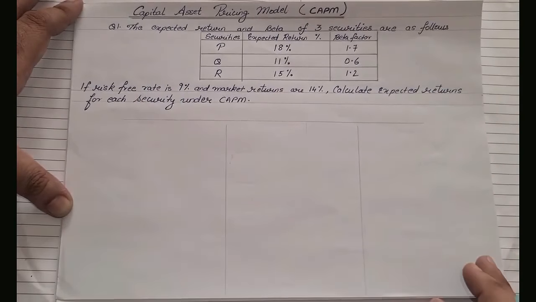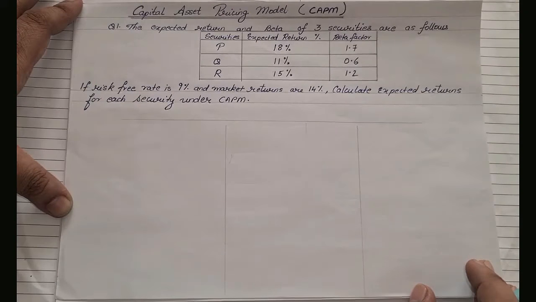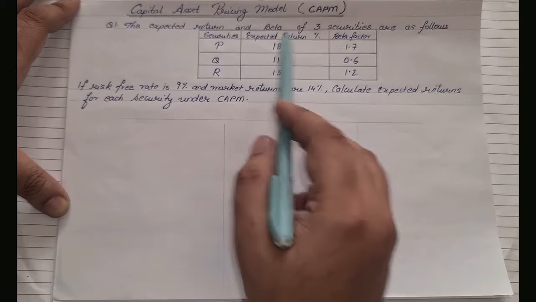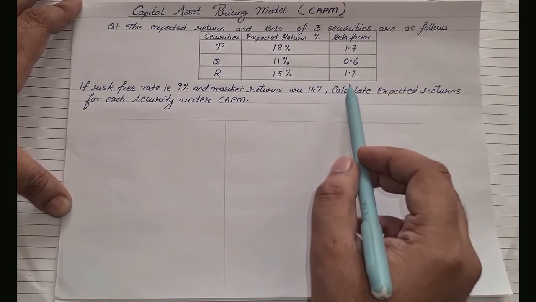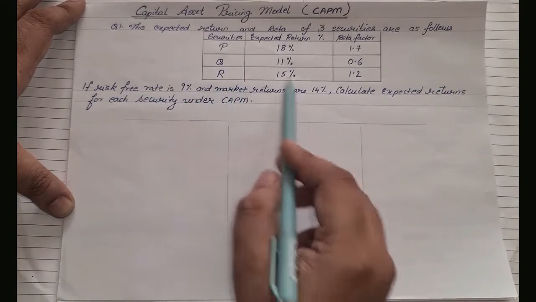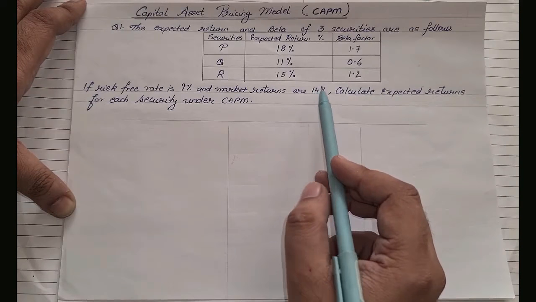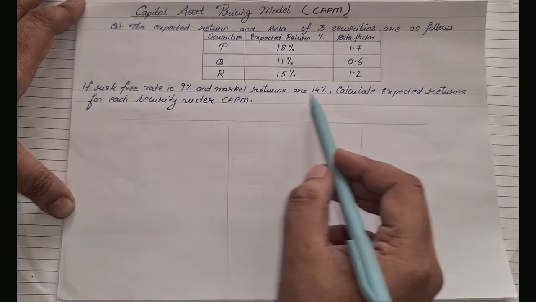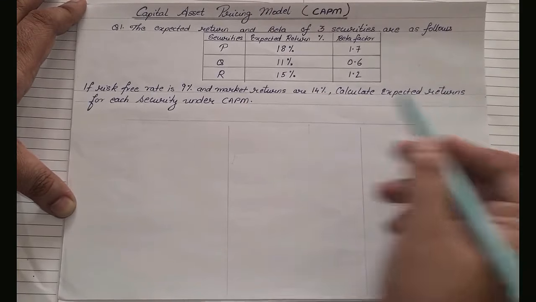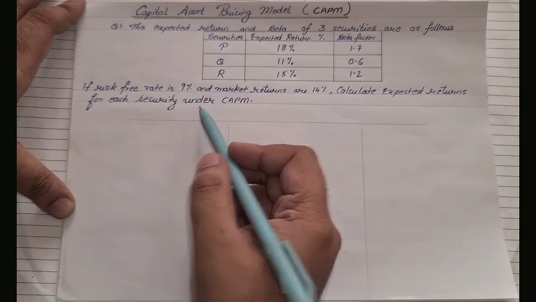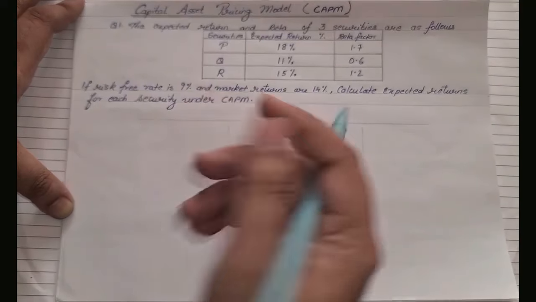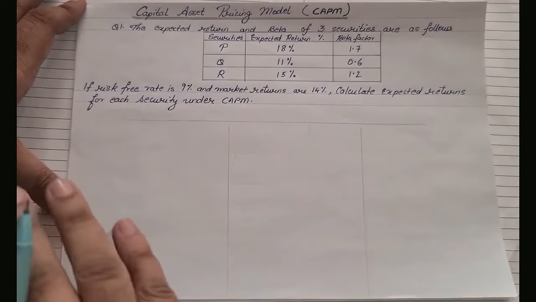The question given here is: the expected return and beta of 3 securities are as follows. Securities P, Q, R are given, the expected returns are given, and the beta is given. Along with that, it is said that the risk-free rate is 9% and the market return is 14%. Now in this sum, if you look, they have already given us the market return and they have given you the expected return. Calculate the expected return for each security under the CAPM method. So we will first note down the formula and then we'll see how to solve this sum. Again, a very simple sum.